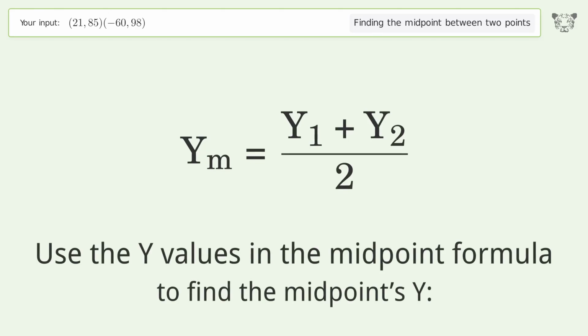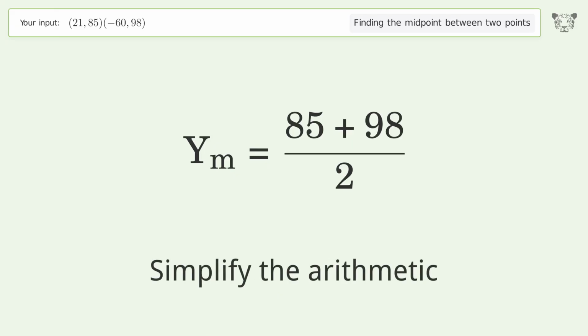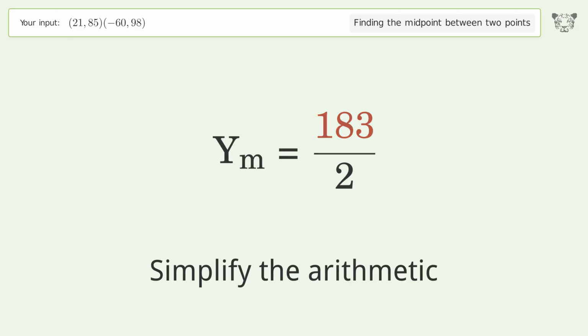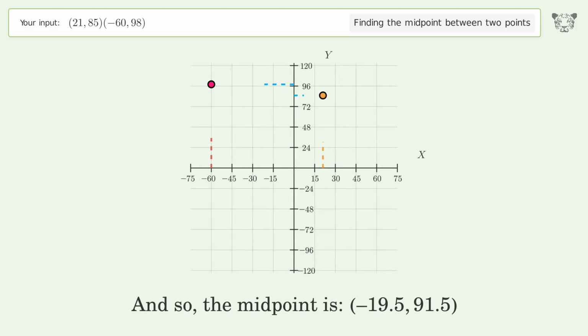Use the y values in the midpoint formula to find the midpoint's y. y1 equals 85. y2 equals 98. Simplify the arithmetic. And so, the midpoint is negative 19.5, 91.5.